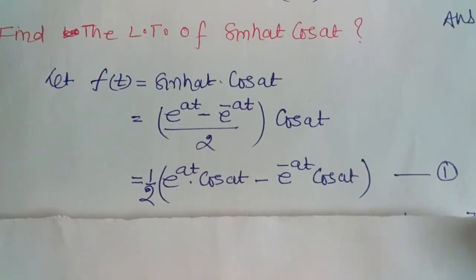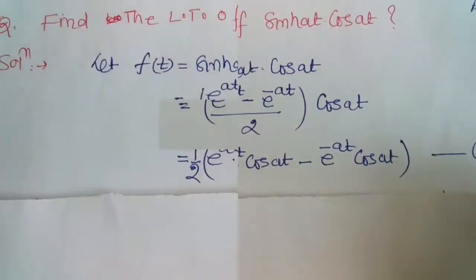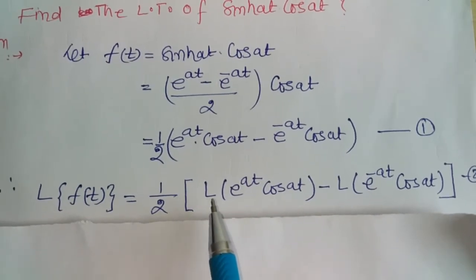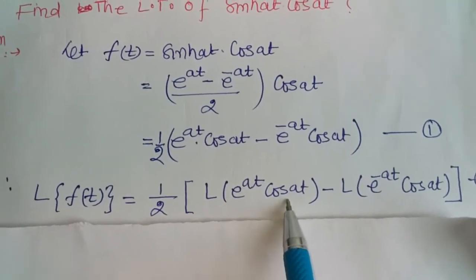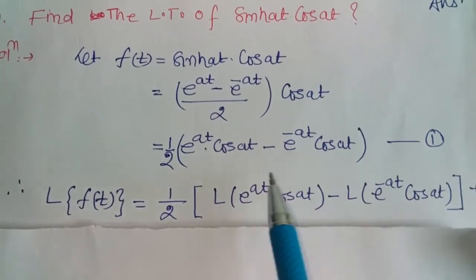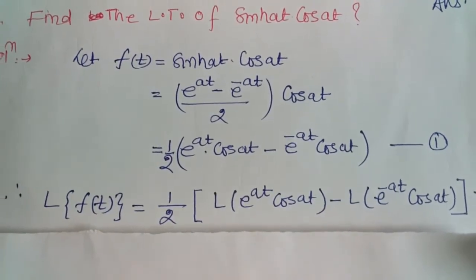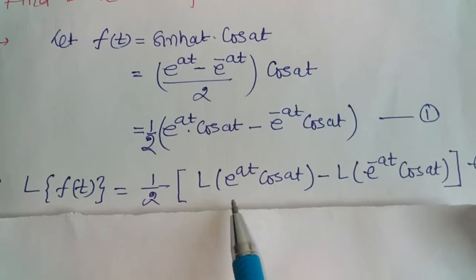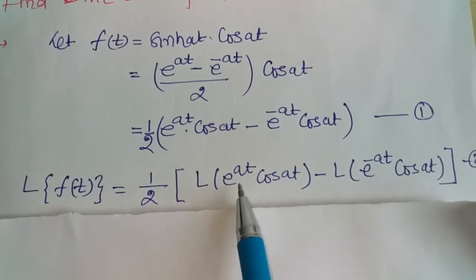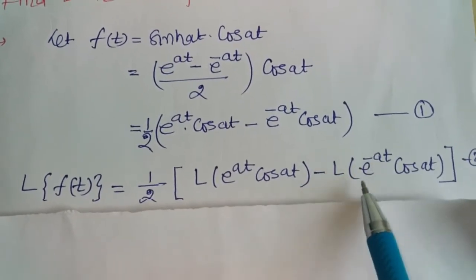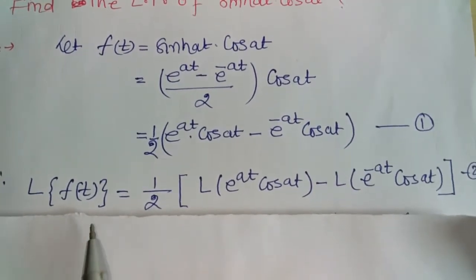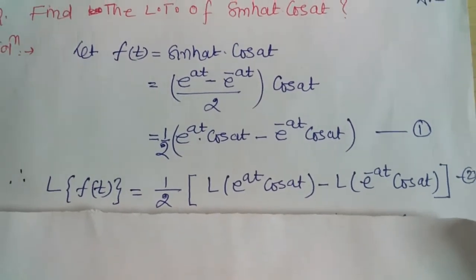Now we take its Laplace transform and we get the Laplace transform of f(t) is 1 by 2 into the Laplace transform of e raised to at into cos at minus the Laplace transform of e raised to minus at cos at. Here we use the linear property of Laplace transform. Further, here the expression is a product of two functions out of which one is exponential. Here also the expression is a product of two functions out of which one is exponential. So to find its Laplace transform, we use the first shifting theorem.